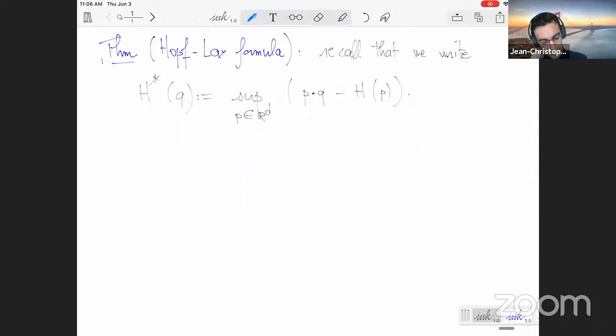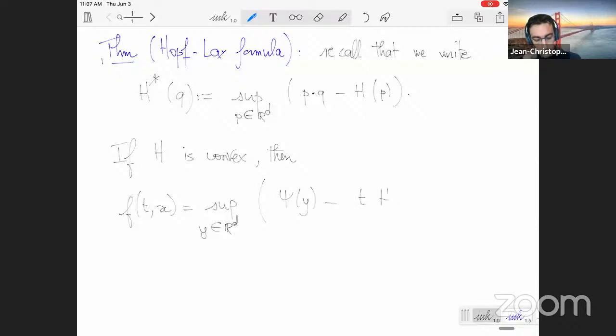The statement is, if this nonlinearity H is convex, then the solution to the PDE can be represented in the following way. We have f of t, x equals the supremum over y of psi of y minus t H star of (x minus y) over t.